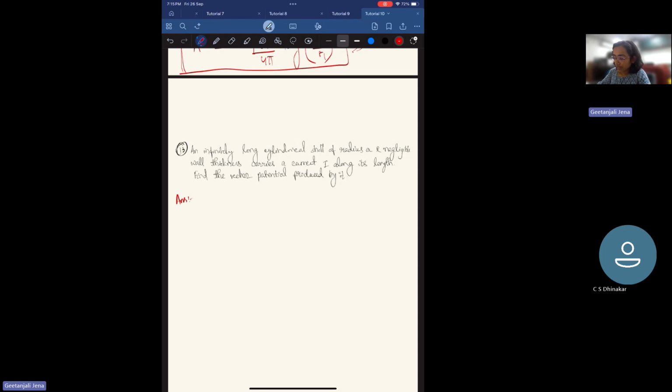And now let us move to our next problem. There is an infinitely long cylindrical shell of radius A and negligible wall thickness carrying current I along its axis. Find the vector potential produced by it.